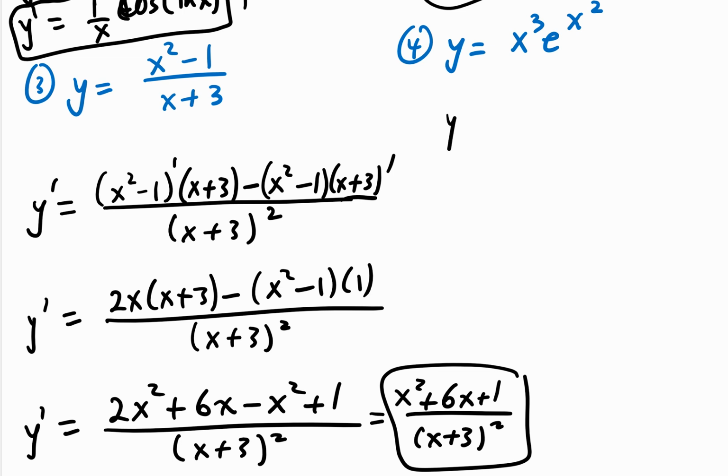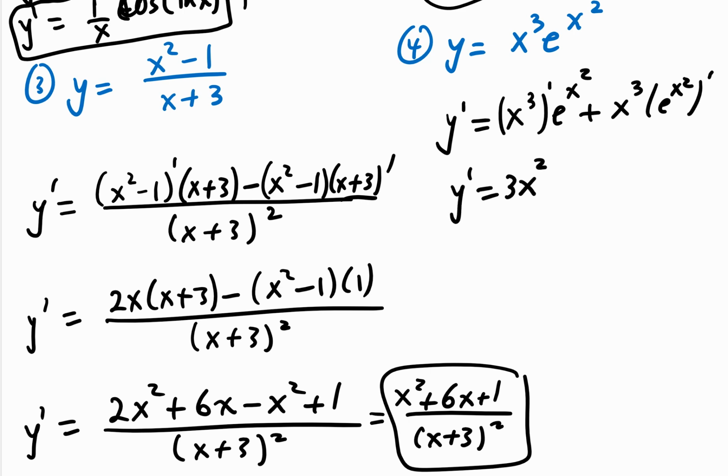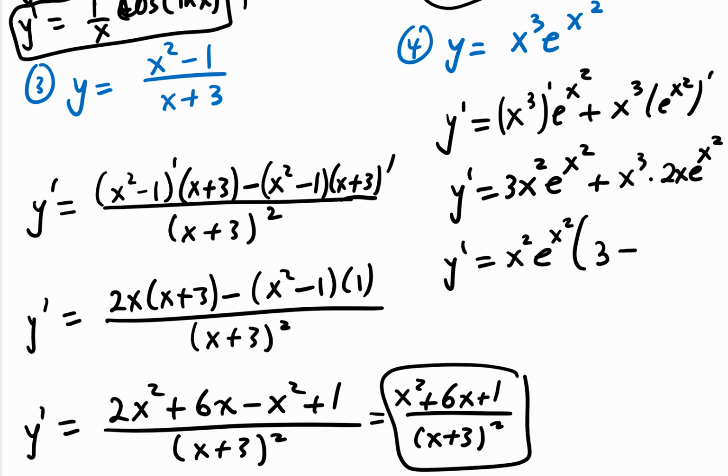For number 4, we use product rule. The derivative of the first one times the second one plus the first one times the derivative of the second one. So y prime is 3x squared times this plus x cubed times 2x times itself. Usually we prefer to factor things out, like x squared out, e to the x squared out. That would leave 3 plus 2x squared, like that.